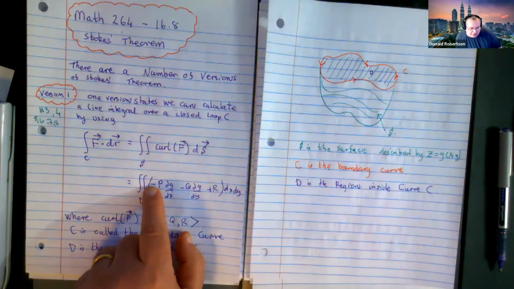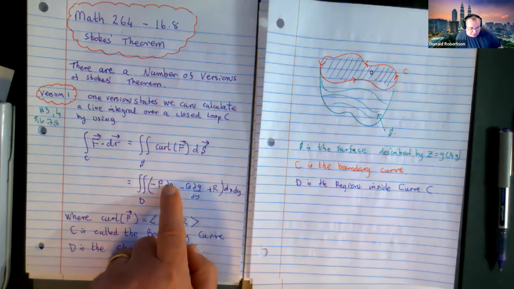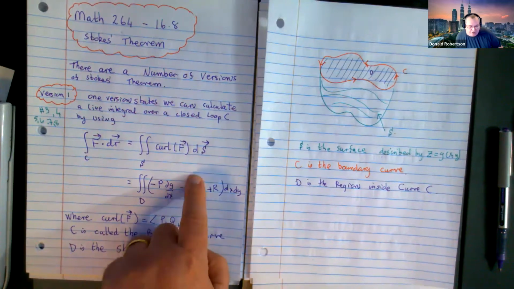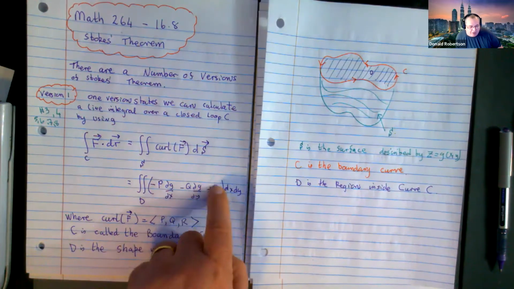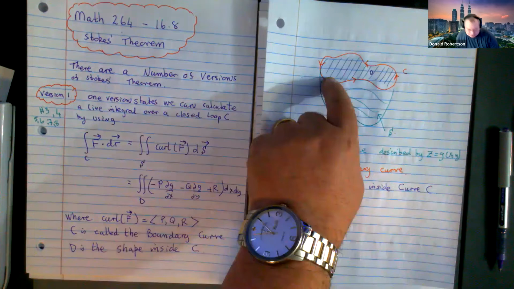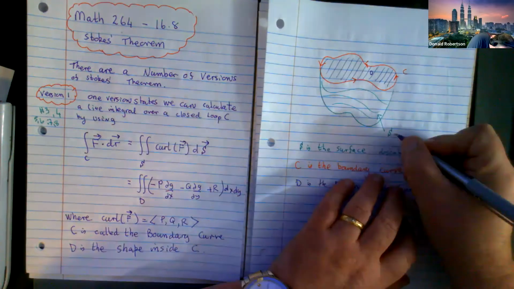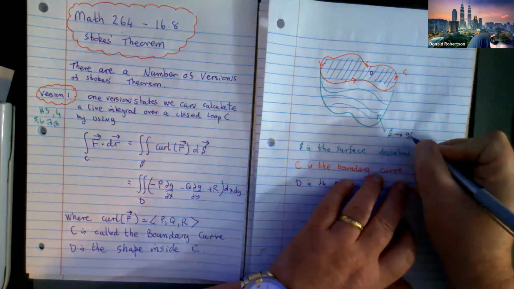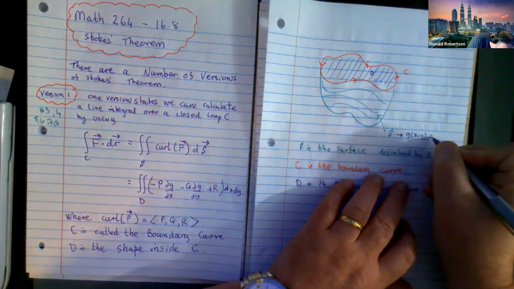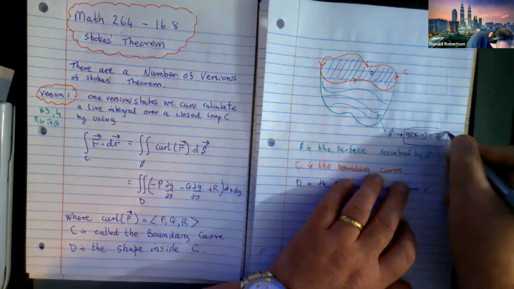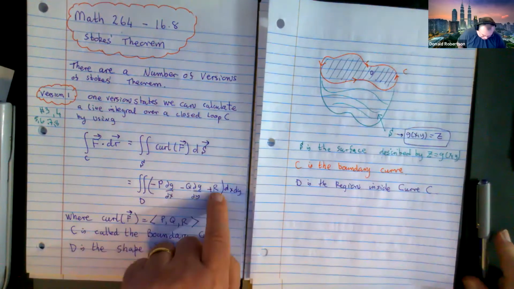And it's going to be negative P dg/dx minus Q dg/dy plus R. And g is going to be this fella here. So g is going to be a function of x and y, right? It's going to be z equals a function of x and y. So those are the guys that are going to go here.